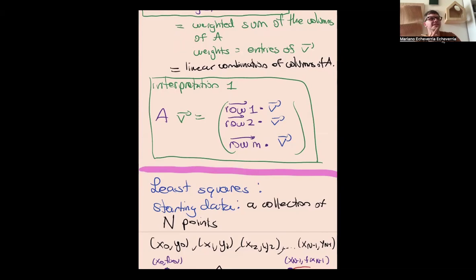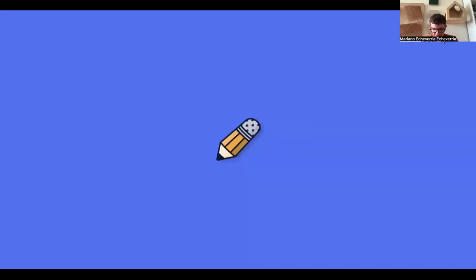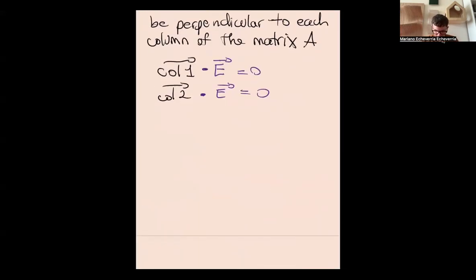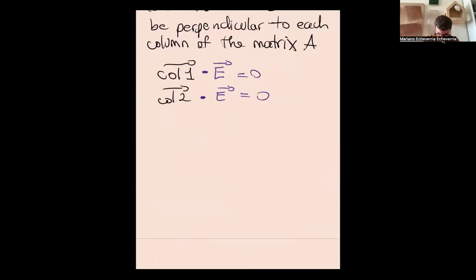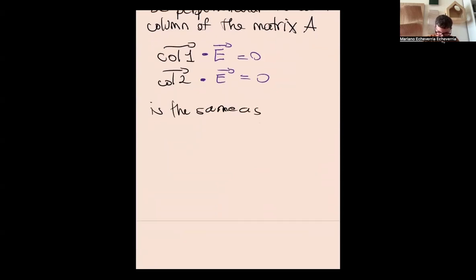You transpose it, yes, exactly. So what that means is that a more elegant way of writing the equation is just saying that A transpose times the error vector should be the 0 vector. So this is the same as A transpose dot E equals 0.